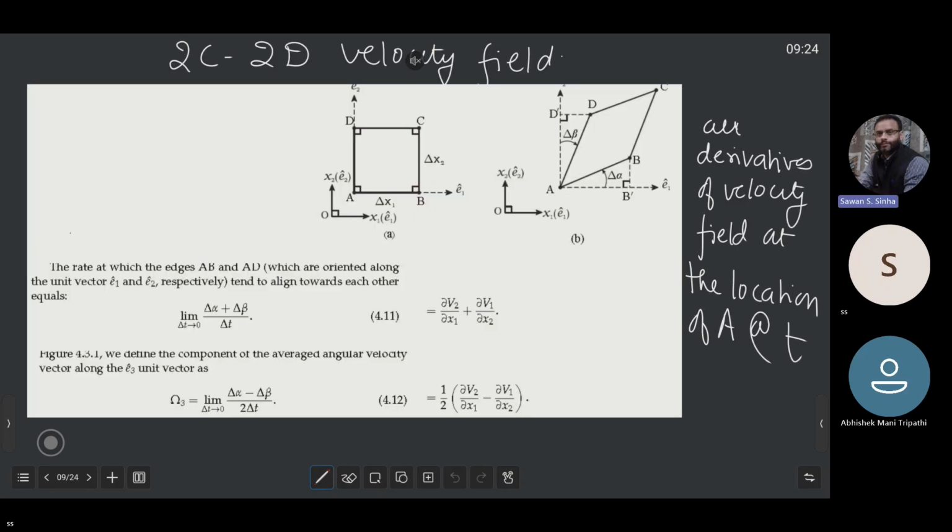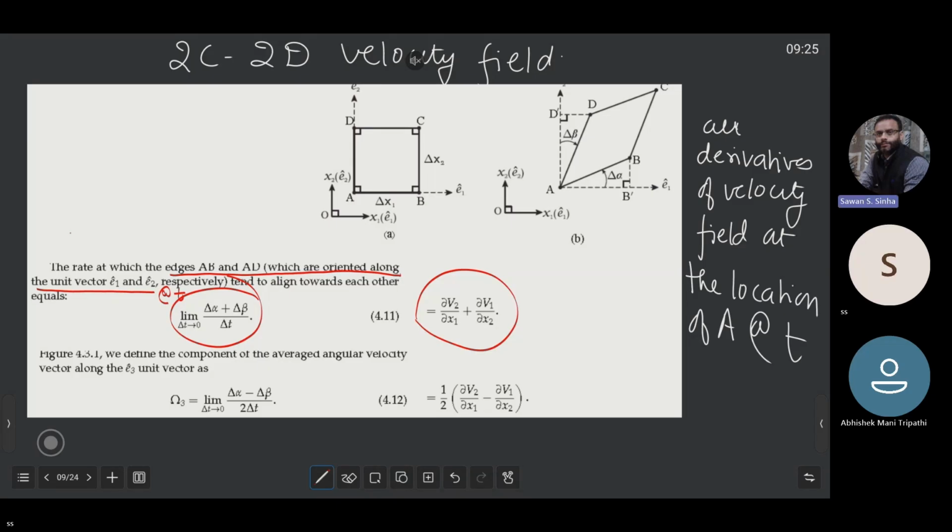And these are about angles, which I completed in the previous class. I want to remind you again. The rate at which edges AB and AD, which are oriented along the unit vectors E1 and E2 at time t, tend to align towards each other. A physically motivated quantity, defined. The two edges that were perpendicular, at what rate are they departing from being perpendicular, we defined that to be this. It turned out to be dependent on the Eulerian velocity field in this manner. Full derivation in the previous lecture.